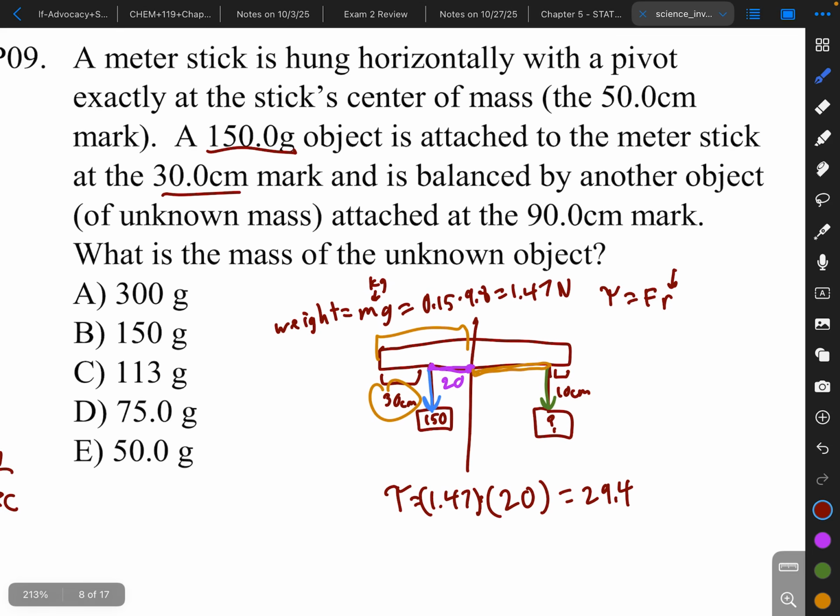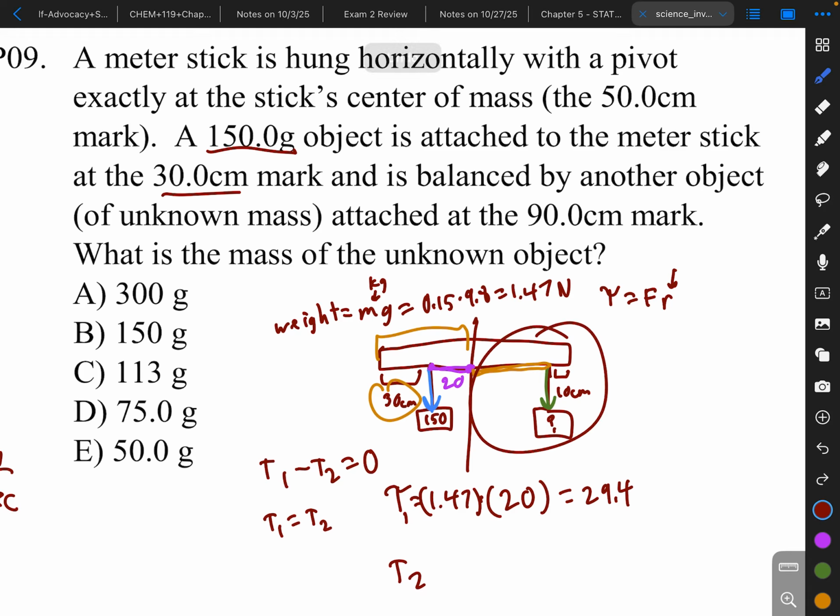Now, what about on the other side? One more thing is that since the object is finally balanced at the end, there has to be no net torque. So torque 1 minus torque 2 has to be 0, which means torque 1 has to equal torque 2. Torque 2, the torque on this side, has to be equal to 29.4. So 29.4 equals force times radius. We don't know the mass of the object or the force applied, we're trying to find that out, but we do know the radius.